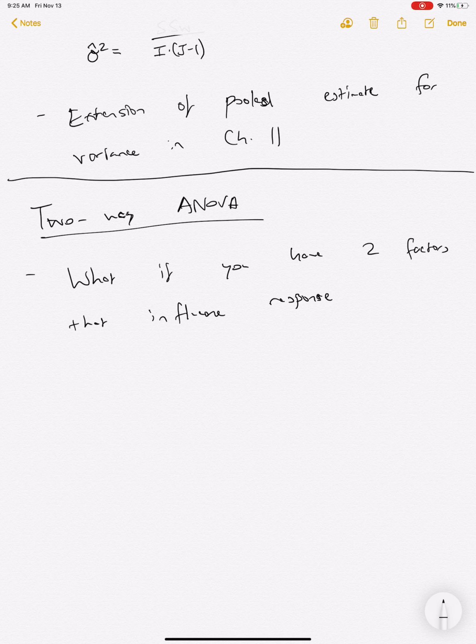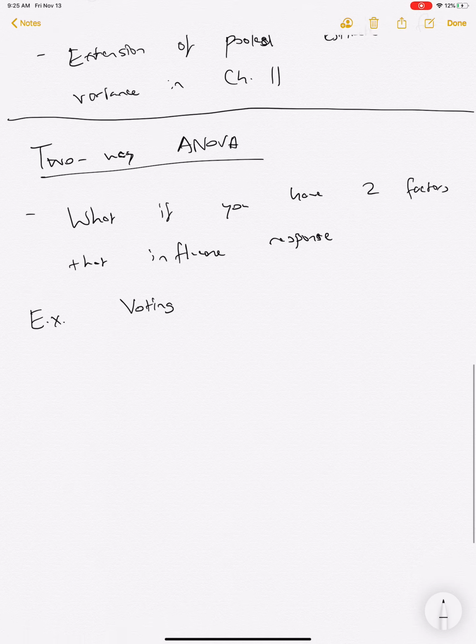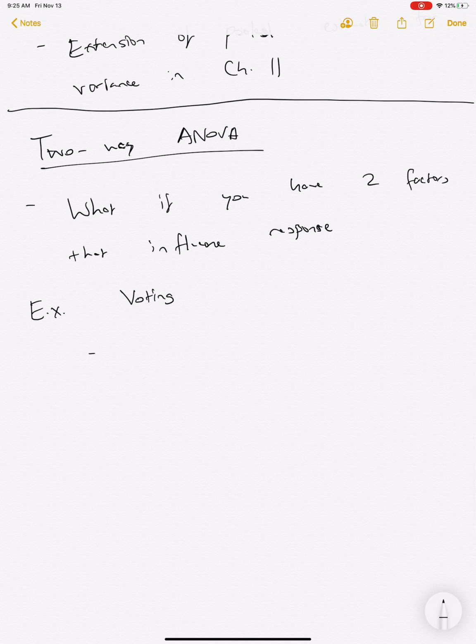If you want to think about examples, let's go back to voting. Let's say you want the state effect, and then you may also want, say, the education level effect. I could add a lot of other effects too, like gender, and any other effect that I'm looking at. But here we've got two factors, so we have two discrete factors.